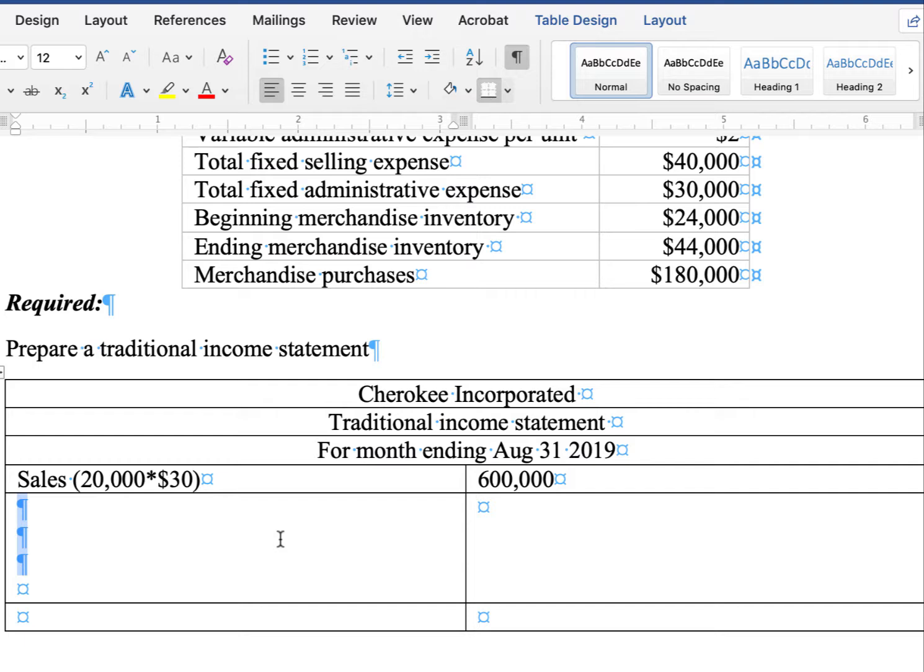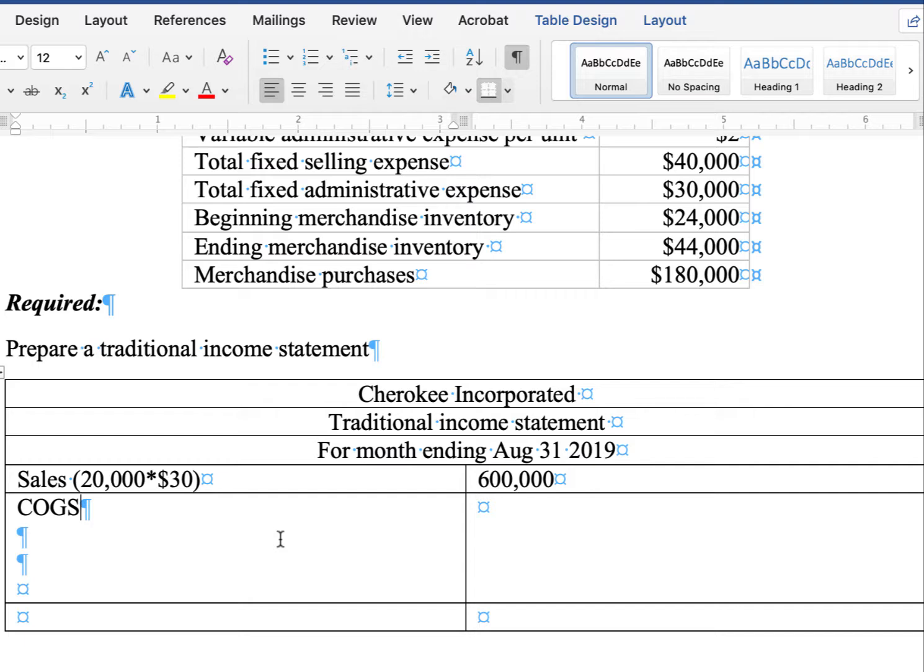The next thing we need to do is figure out our cost of goods sold. I'm going to abbreviate this as COGS, C-O-G-S. That's something you should know: COGS is considered cost of goods sold. It's kind of an accounting shorthand. Instead of writing it out or saying it, we just say, hey, COGS.